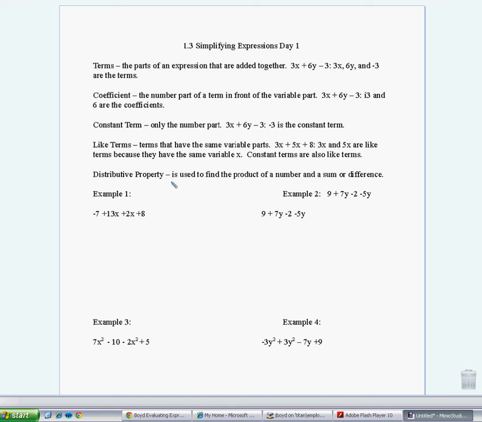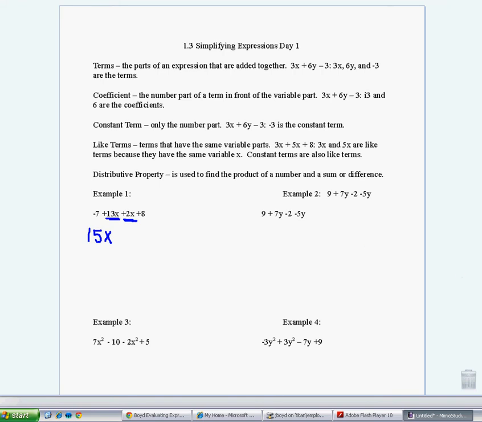Okay, example 1 with combining like terms. You want to look and find all of your variables that have the same variable. So I see a 13x and I like to underline mine, and I see a 2x. Those two can be combined, and we're going to perform the operation. I have a 13x plus a 2x, so that's going to combine to a 15x.